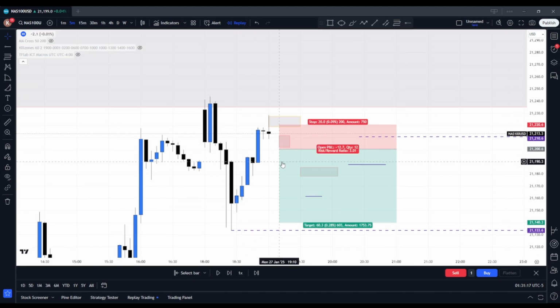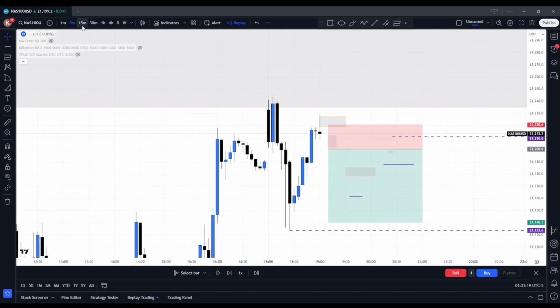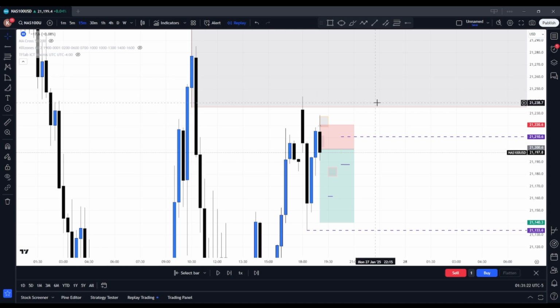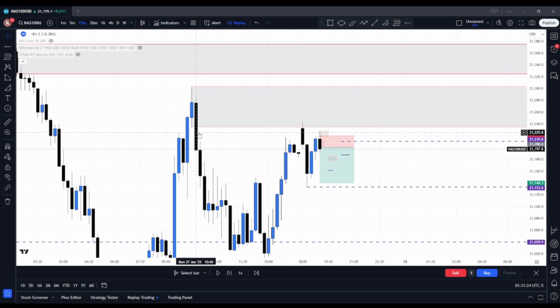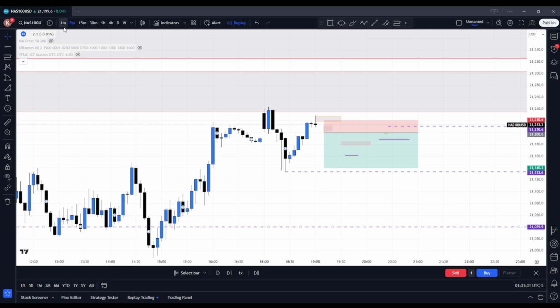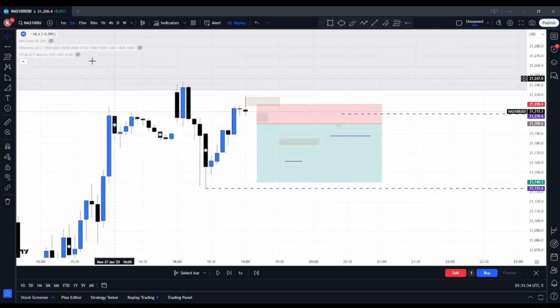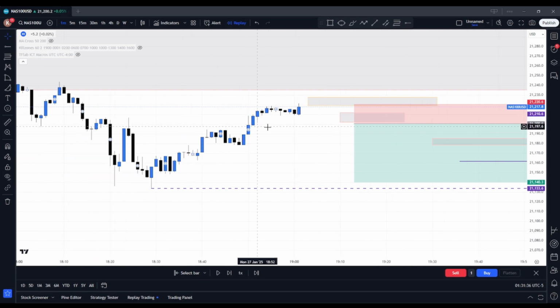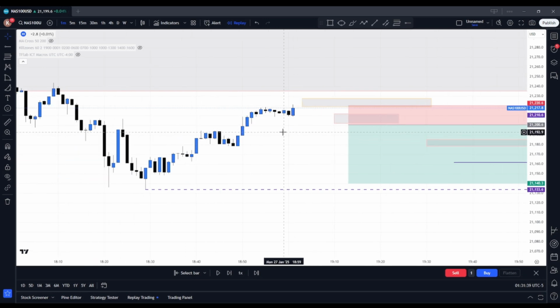So this is the 5 minute chart. Zoom out to the 15 here. We're coming into this 15-minute order block right here. So that's something to keep in mind. Drop down to the 1 minute.